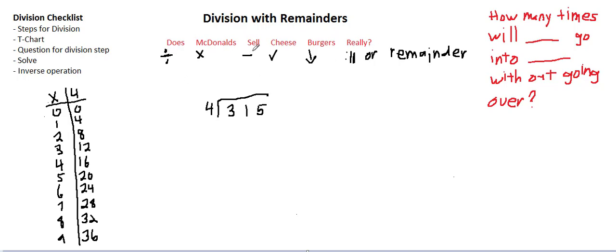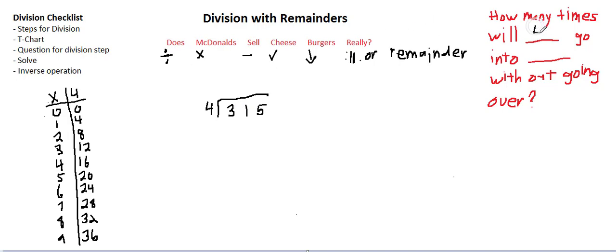Divide, multiply, subtract, check, bring down, repeat, or remainder. We have our t-chart because 4 is our divisor. We use the t-chart for the 4. The question for the division step: how many times will blank go into blank without going over? And then we're going to solve it and then do inverse operation. So our first step is division. How many times will 4 go into 3 without going over?